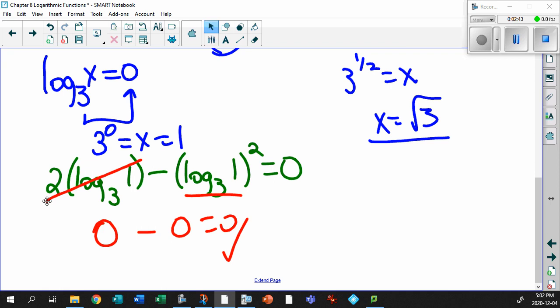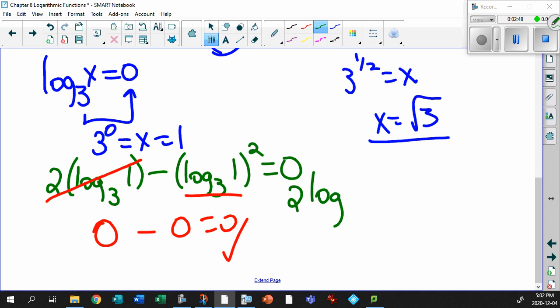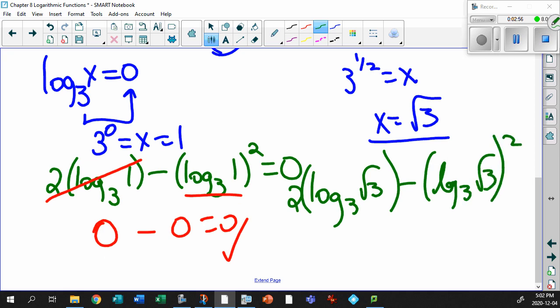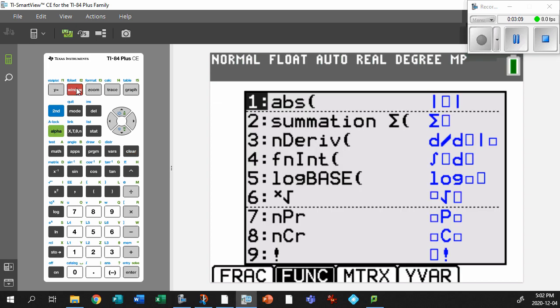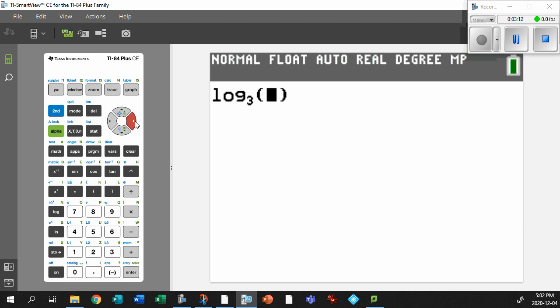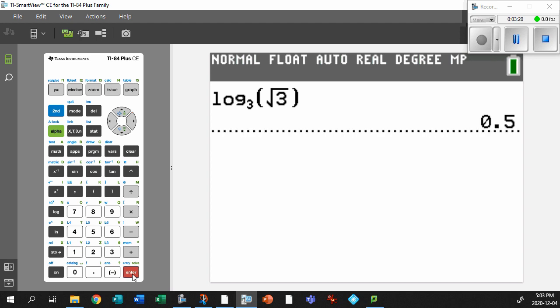Now let's try the root 3. So I'm going to do exactly the same thing. I'm going to go 2 log base 3 of root 3, minus log base 3 of root 3 squared. Don't forget, that's cubed, that's squared. Let's see if that gives you 0. Let's go to our calculator. I'm curious to see what log base 3 of root 3 is. So bring up the log base 3 of the square root of 3. Oh my goodness, take a look at that. Punch it, enter. I got 0.5.